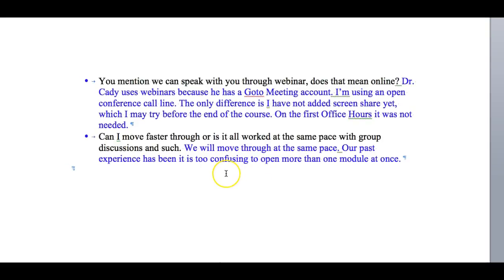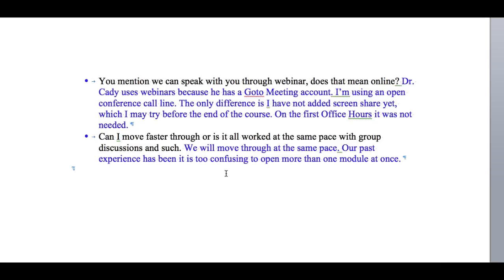You mentioned we can speak with you through webinar. Does that mean online? Well, Dr. Katie uses webinars because he has a GoToMeeting account. I'm using an open conference call line that you phone in. The only difference between the two is he uses a screen share as needed, and I'm not yet, which I may try before the end of the course through different software. So I will say on the first office hours Wednesday, a screen share is not needed. So you're not missing anything there.